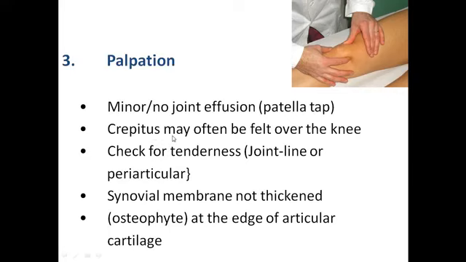Then crepitus. This is important in osteoarthritis, and may often be felt over the knee, mostly. Check for tenderness. There is a joint line here. If you palpate here, you will find tenderness in the periarticular area or joint line. The synovial membrane is not thickened, because it is thickened in rheumatoid arthritis, not in osteoarthritis. But osteophyte, the bony outgrowth at the edge of the articular cartilage, you can feel here.